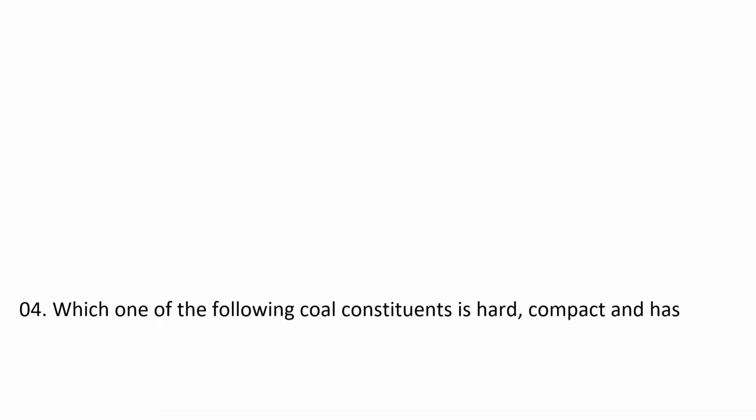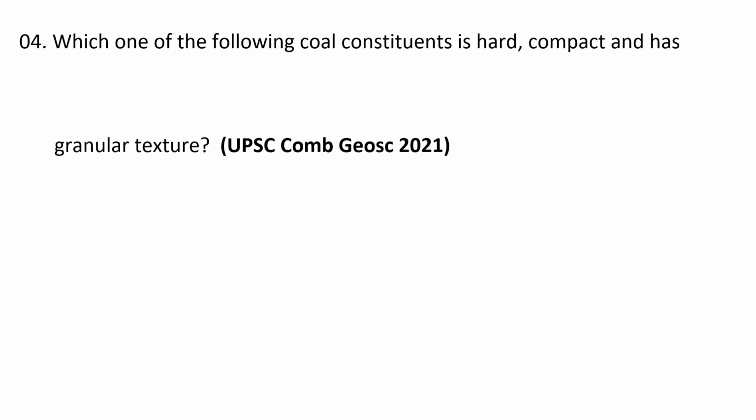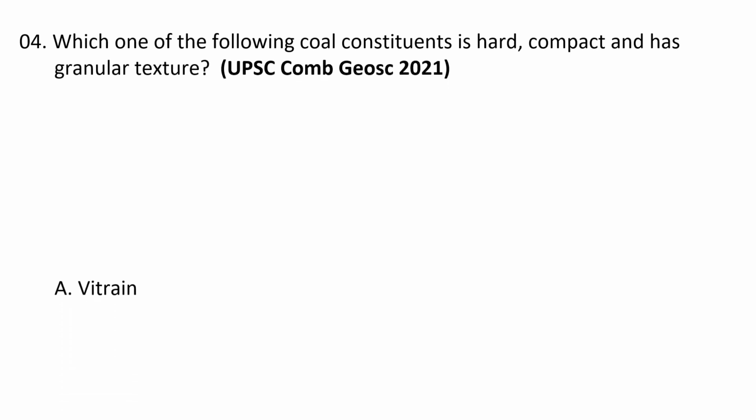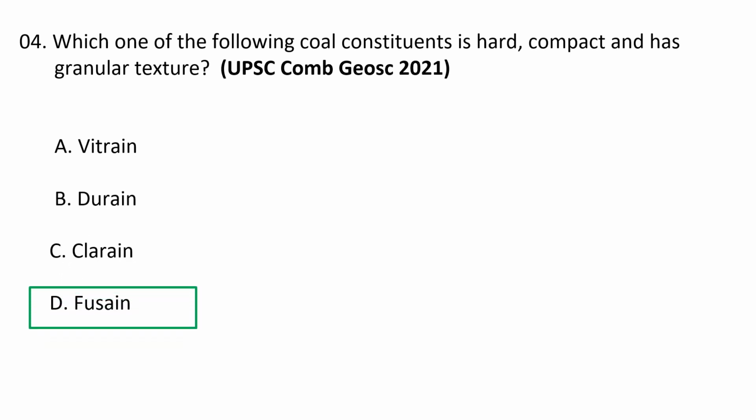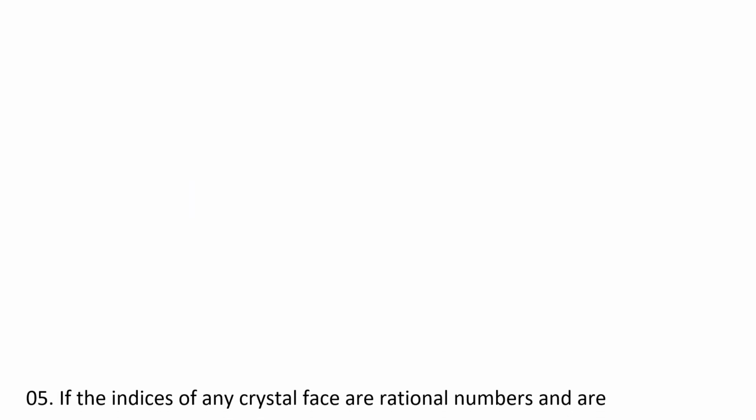Next question. Which one of the following coal constituents is hard, compact and has a granular texture? A, Vitrain; B, Durain; C, Clarain; and D, Fusain. So the correct answer is B, Durain. Durain is essentially a dull component of the coal, often with a suggestion of slightly greasy black in overall appearance, and is usually harder than the bright coal. It is hard, compact, and has a granular texture. B, Durain, is the correct option. Next question.